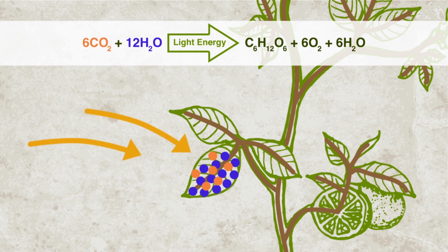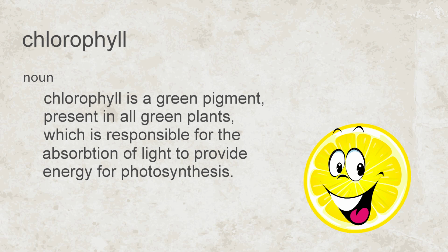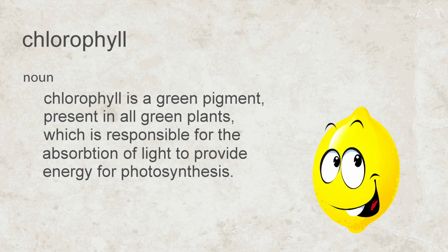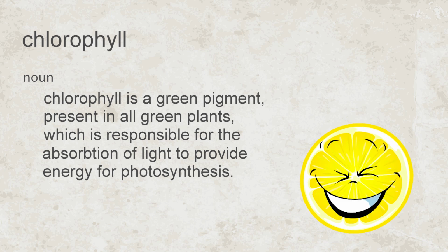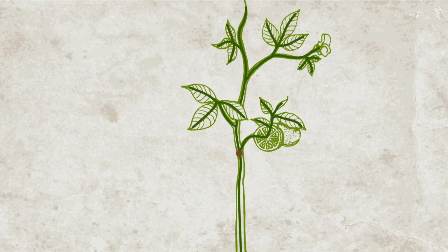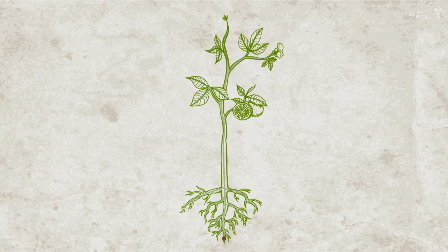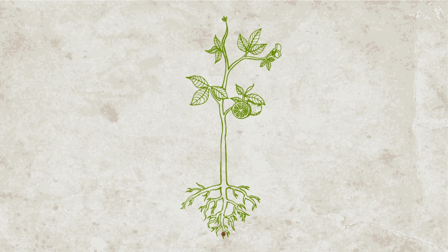The green pigments, or chlorophyll, in the leaves absorb sunlight, and with this energy, the plant manufactures carbohydrates in the form of sugar, with a chemical formula C6H12O6. The remaining oxygen and water molecules are released through the stomata. Chlorophyll is a green pigment, present in all green plants, which is responsible for the absorption of light to provide energy for photosynthesis. The carbohydrates that are manufactured by the leaves are transported back through the phloem to the other plant parts where it is stored until it is needed for plant growth and to produce fruit and flowers.